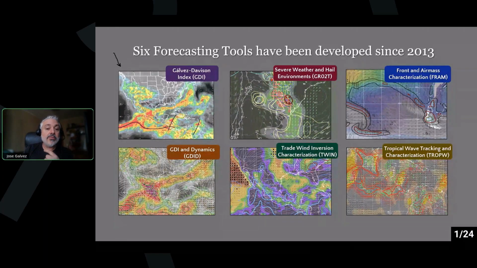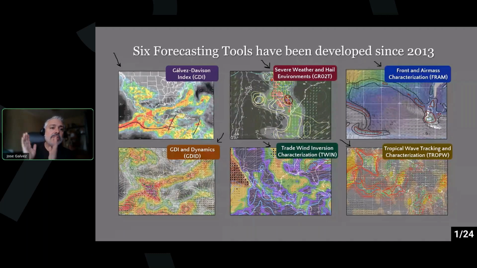So we worked on developing several tools. Some of these tools were developed also with collaborators, and I'm going to speak about all of them in this session. One of the tools is the severe weather and hail environments algorithm. We developed this with a colleague from Uruguay. Then we also developed the FRAM and airmass characterization algorithm. Then the GDI and dynamics, the trade wind inversion, and also an algorithm to help with the tracking of tropical waves in the trades.